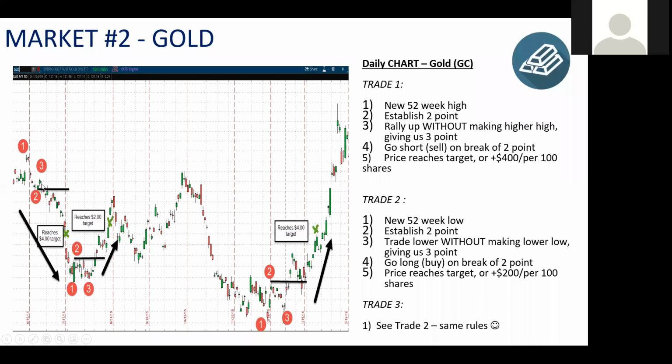1, 2, 3. Market breaks below the number 2. We get a couple days of retest. We sell off, reach our $4 profit objective. Here we get another example. 1, 2, 3. Also have a double bottom. Market breaks above the number 2. We get a retest, reach our $2 profit objective.